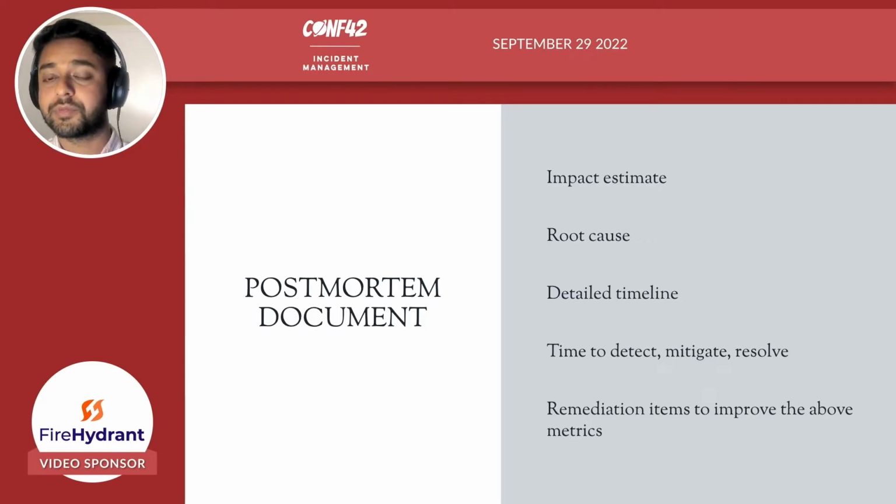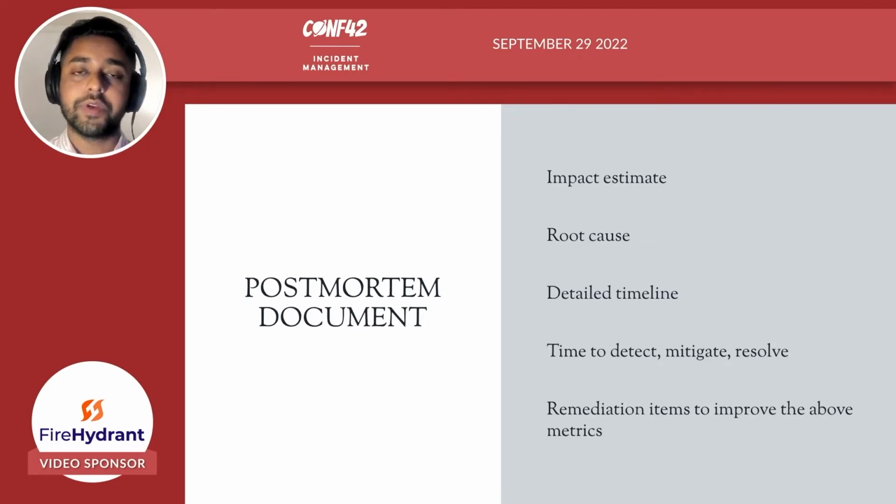For instance, if it took really long to detect an incident, a very clear action item here is that we need better alerting. So then the last part that follows is to write down our remediation items to improve these metrics above and identify owners for these remediation items.